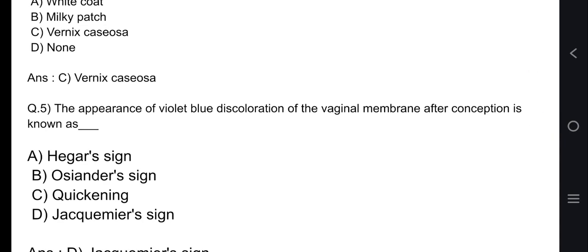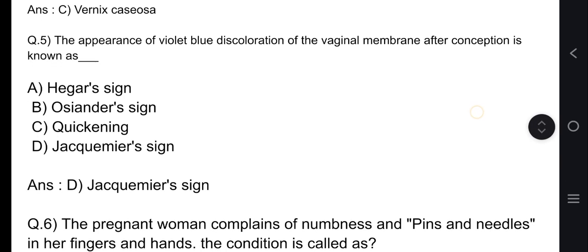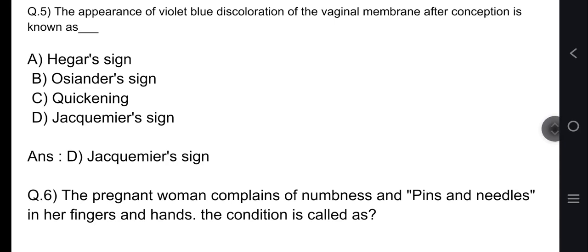Question number 5. The appearance of violet blue discoloration of the vaginal membrane after conception is known as A. Agar sign, B. Oceander sign, C. Quickening, and D. Jacquemier sign. आणि बरोबर उत्तर आहे D. Jacquemier sign.